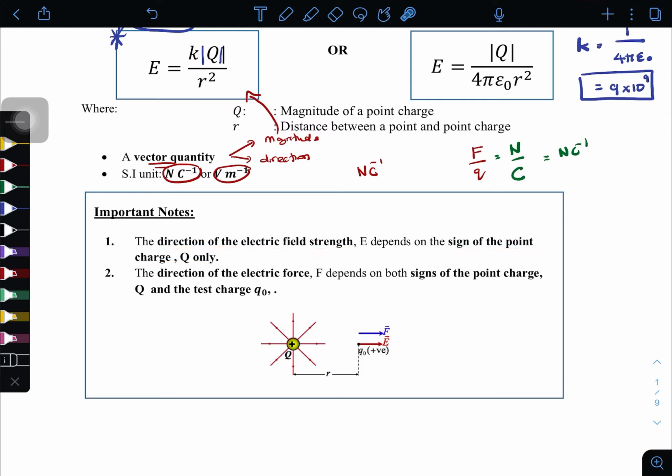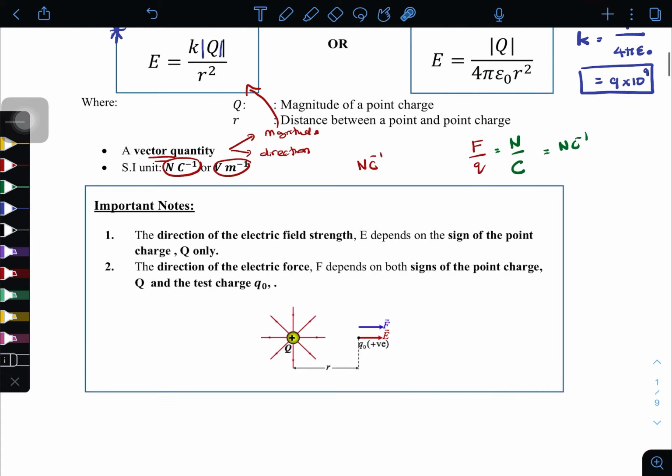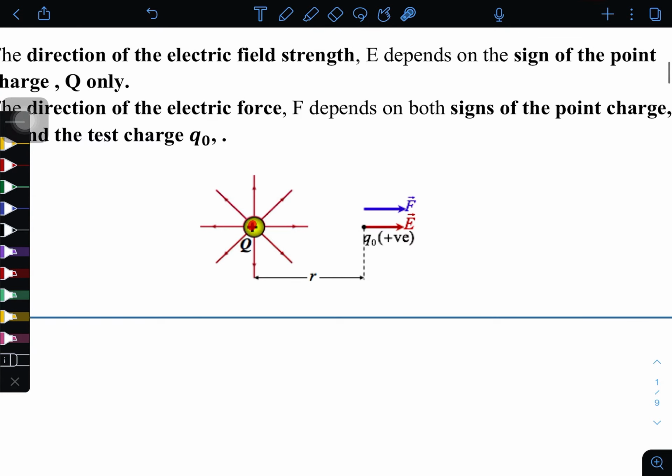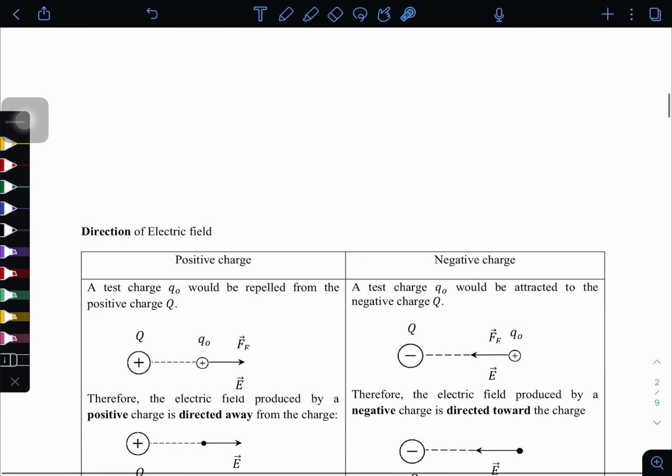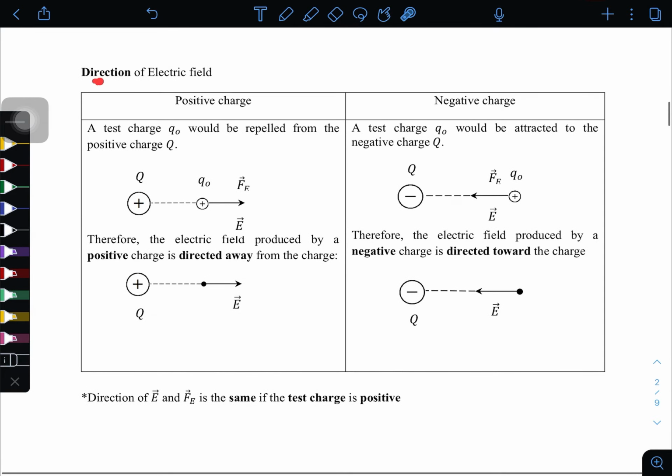This one, the direction, we will learn after this. The direction of the electric force depends on both the sign of the point charge and the test charge. This is what we learned in the previous video, on force. But for field, we only take note of the point charge. For example here, we have a positive point charge. The point here has no charge, it is just a point, neutral. So the direction here depends on this point charge.